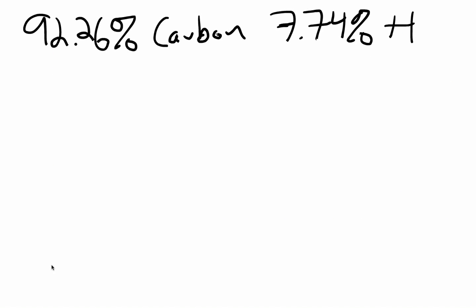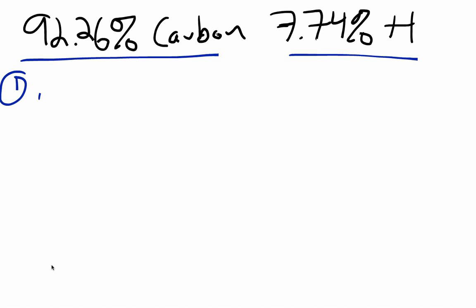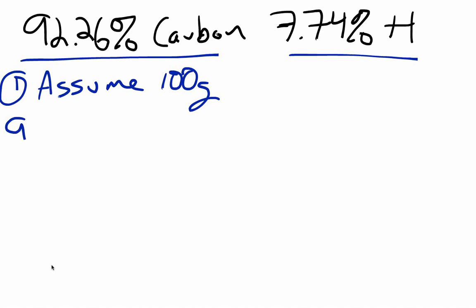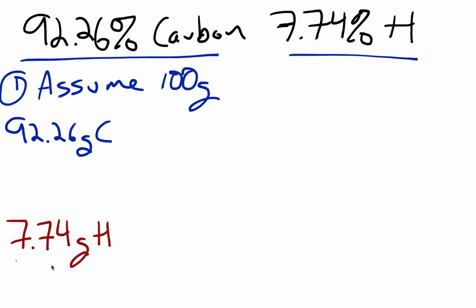So going back to our problem, we have a similar example where we have some carbon, we have some hydrogen. First step is we are going to assume a sample size. Assume we have 100 grams. Why do we want to assume we have 100 grams? Well, because then we can get these percentages into mass amounts. If I had 100 grams in my sample, and it was 92.26% carbon, then I have 92.26 grams of carbon. And if I do the same for hydrogen, I have 7.74 grams of hydrogen. So we can change them both to a mass to begin with.